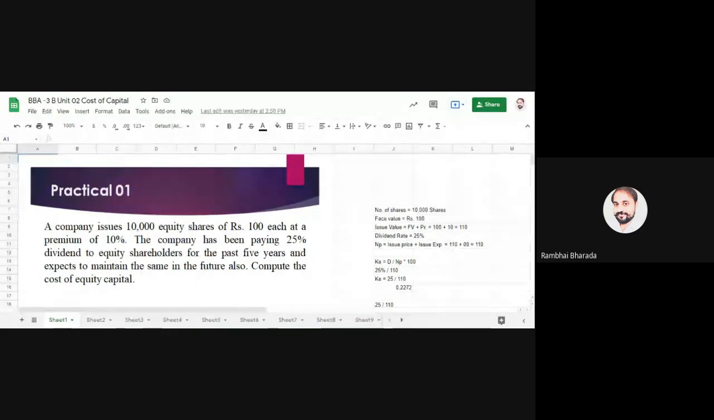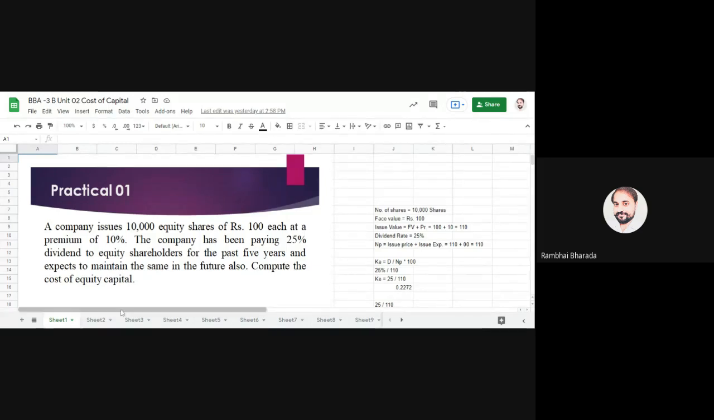Yes, please remember, whenever in a practical question equity share is specifically given to you and rate of dividend is given to you, what two parameters? One is equity shares, and number two, rate of dividend or dividend in terms of rupees. If both things are there, then we need to apply the first method of cost of equity. Are we clear?